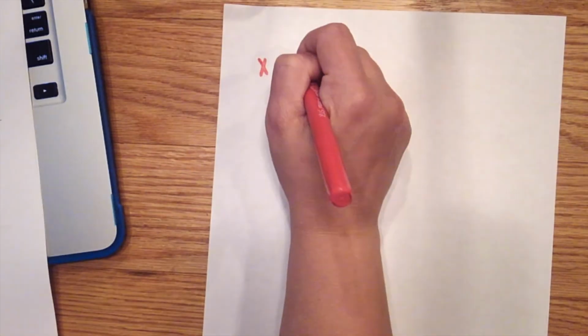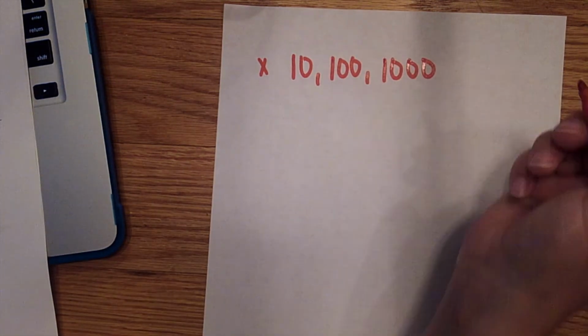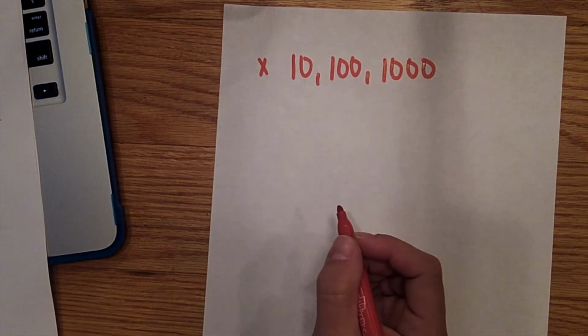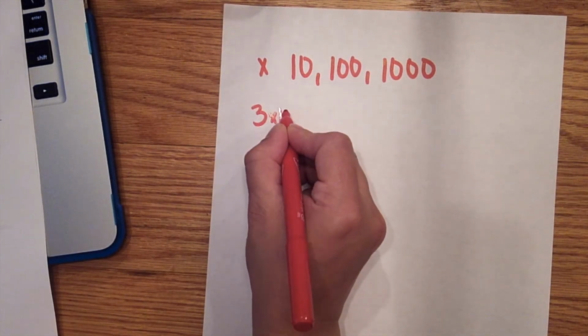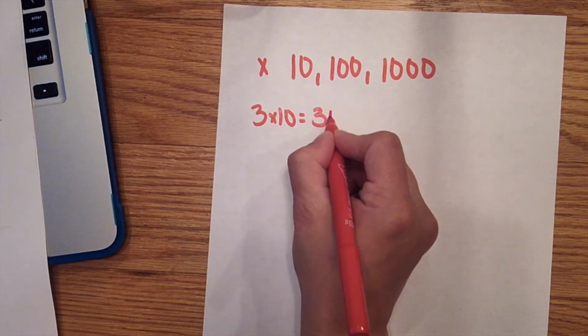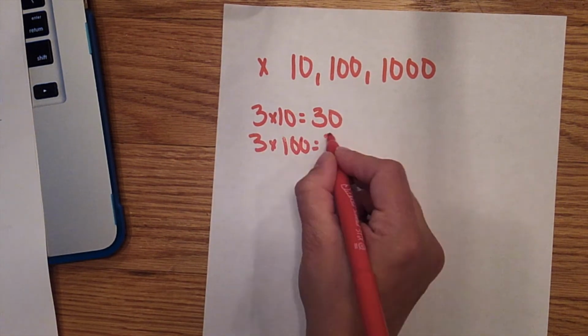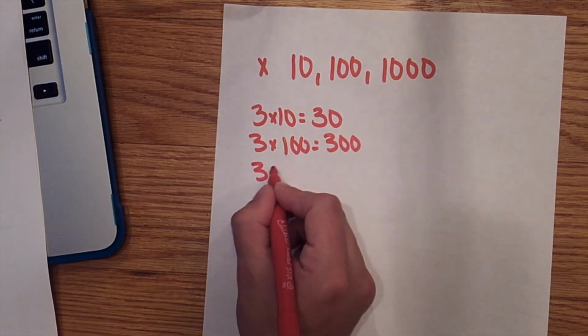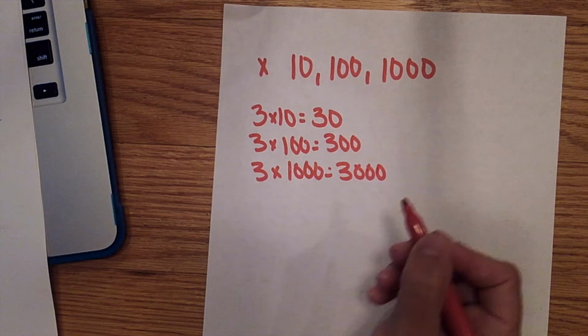Some practice that you can do at home. We can multiply numbers by 10, 100, and 1,000. So start small, give a regular multiplication problem like 3 times 10, we know that is 30. Let's build on it. 3 times 100, 300. 3 times 1,000 is 3,000.